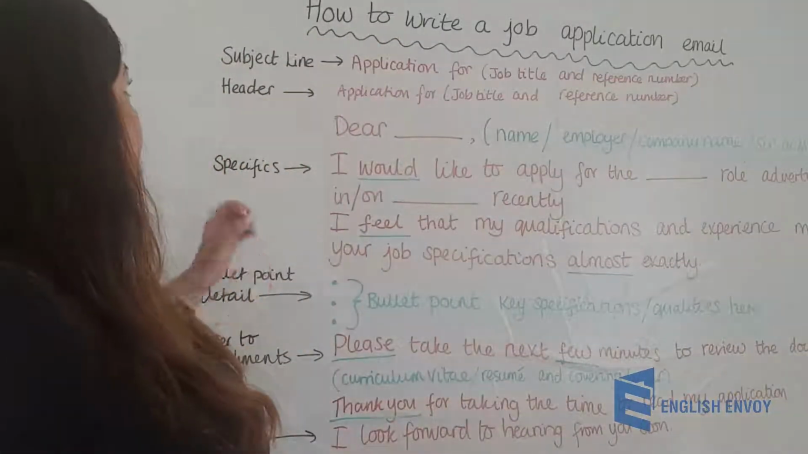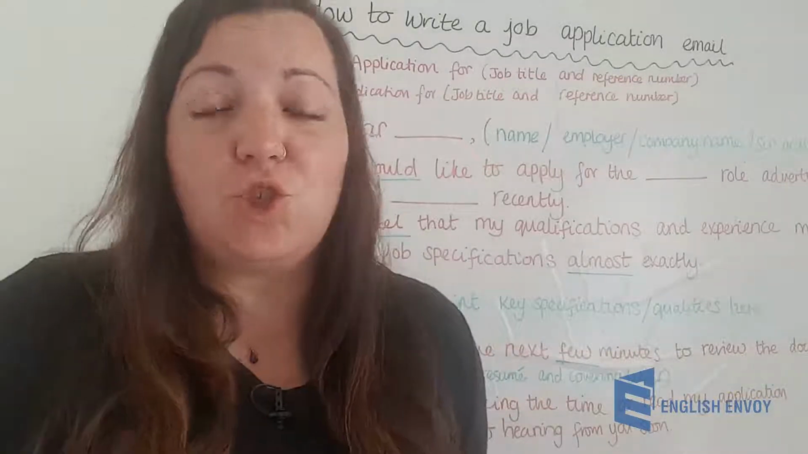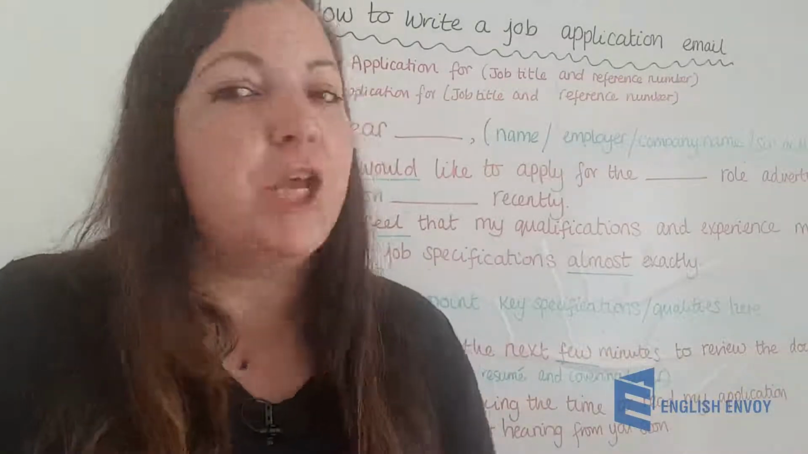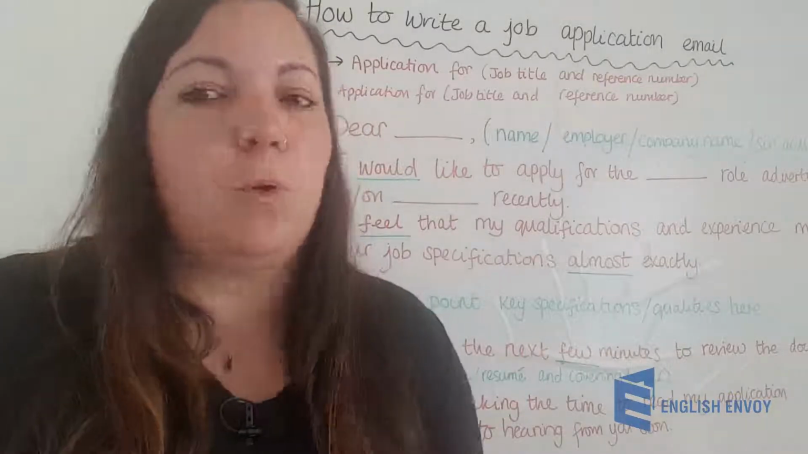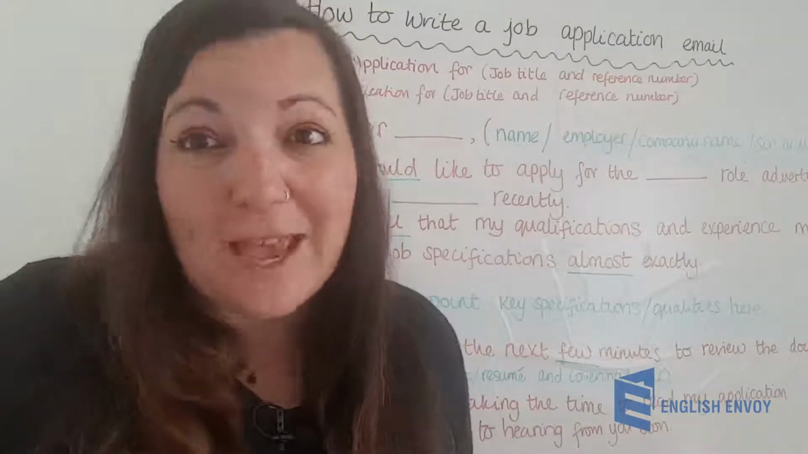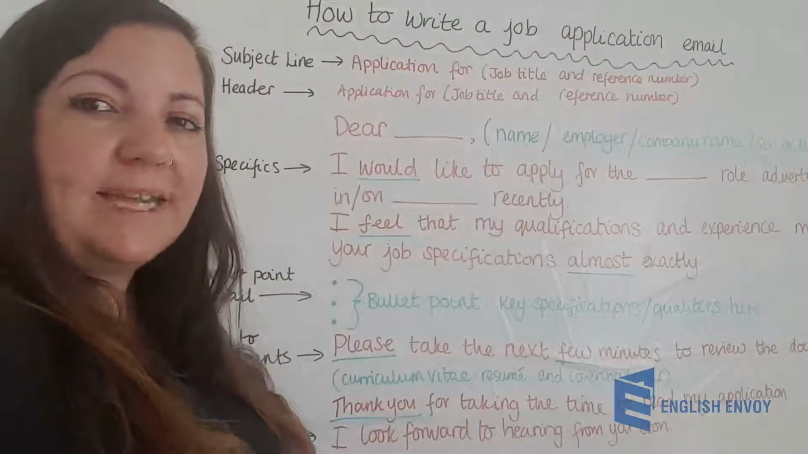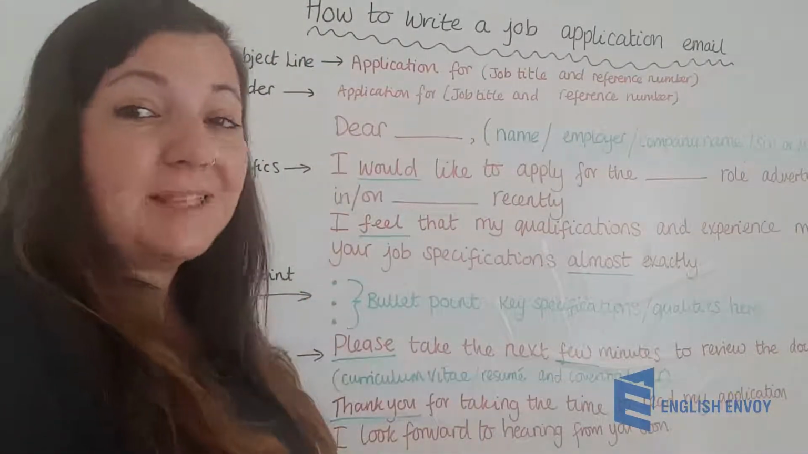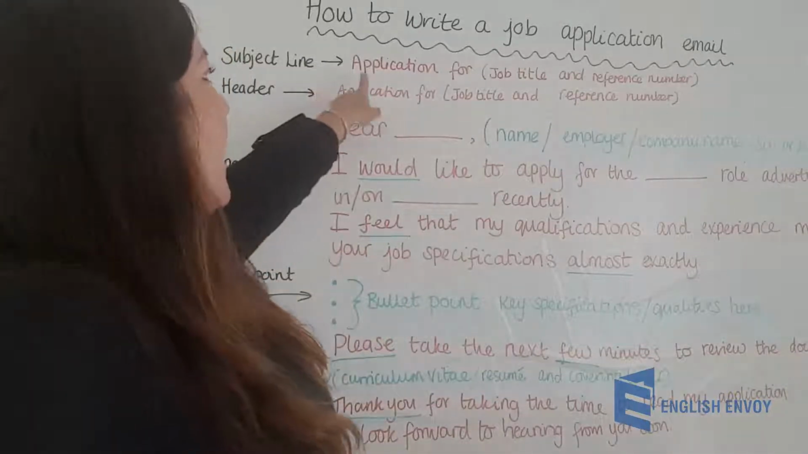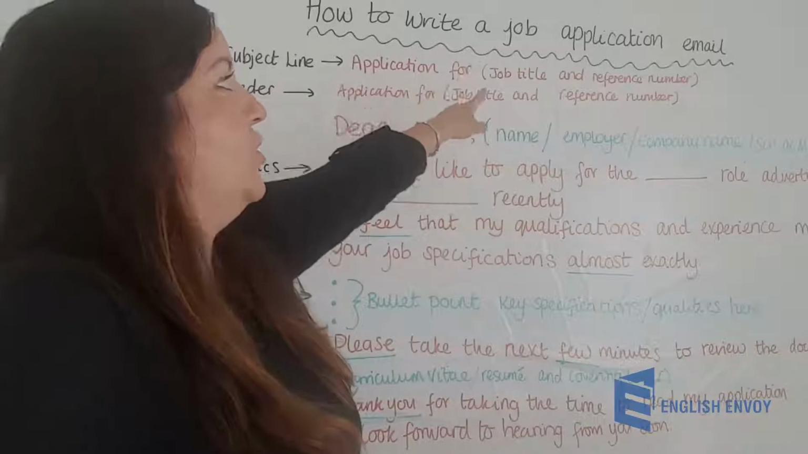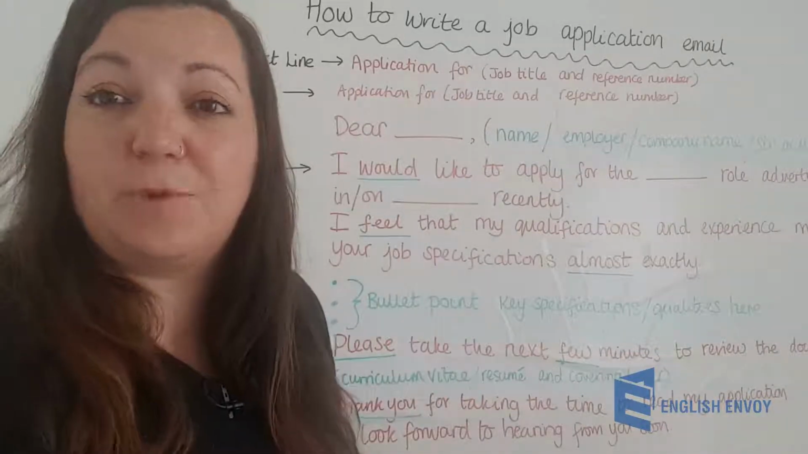We're going to start off with the subject line. The subject line is really important because this is your chance to make the first impression, and you need to make a really good first impression, particularly as your employer will likely have hundreds, if not thousands, of applications to sift through. So we want to make it stand out, and we want to be really specific and clear about what we're applying for. So, application for, then the job title and the reference number.